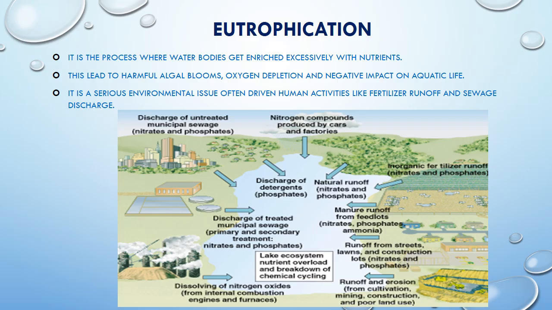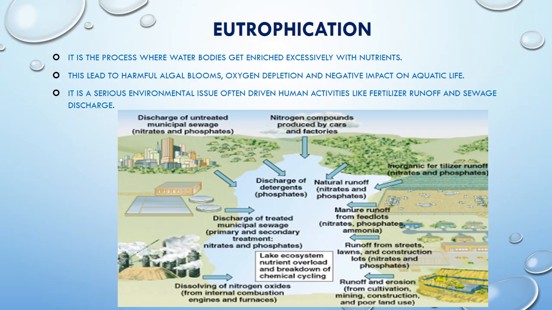We'll go a little bit deeper into eutrophication. It is the process where water bodies get excessively enriched with nutrients. This leads to harmful algal blooms, oxygen depletion, and negative impact on aquatic life. It's a serious environmental issue, often driven by human activities, because most of the contribution is through human activities. Fertilizer runoff and sewage discharge play a big role here.